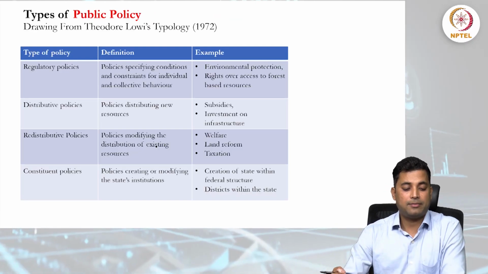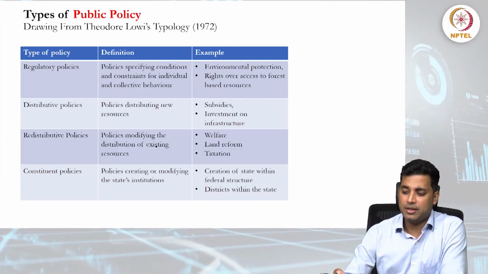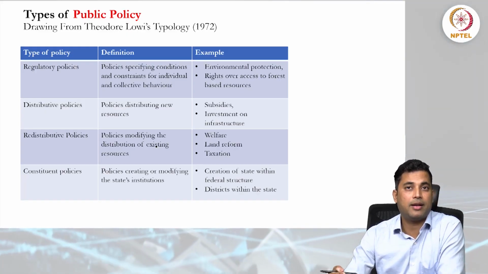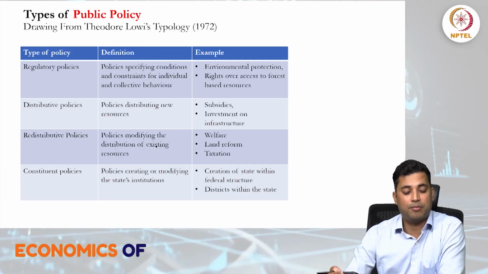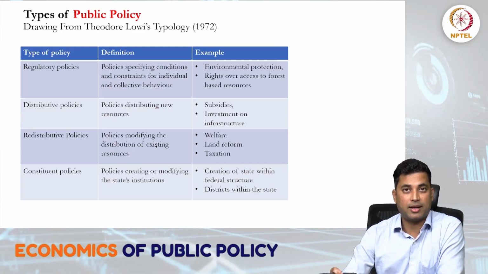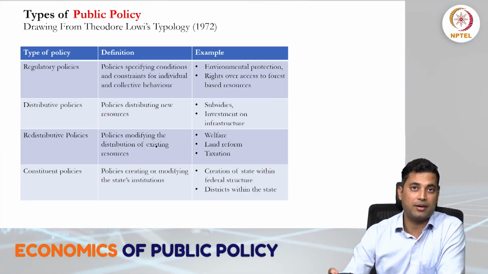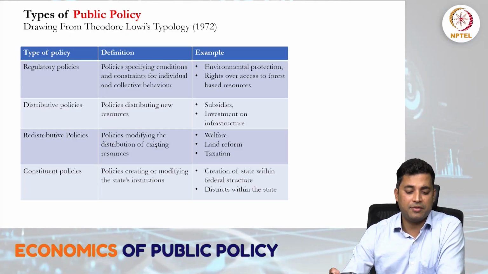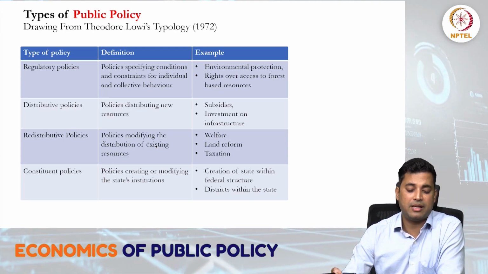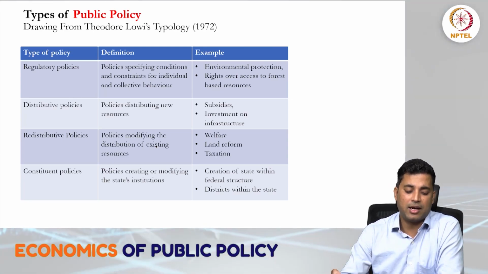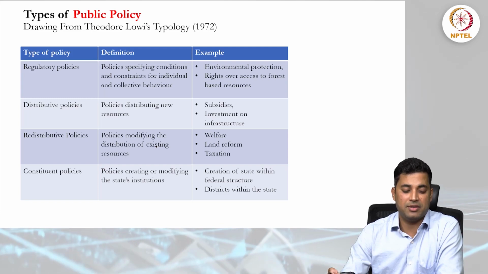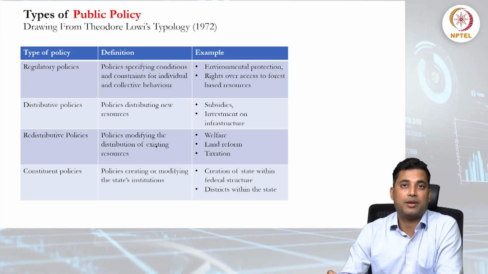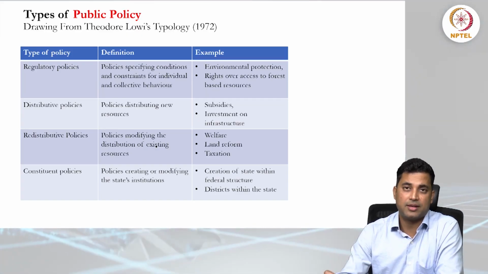So now, different types of public policy. Here I am drawing from Theodore Lowi's typology, and here there are 4 types of policies that one can conceptualize when looking at public policy. Regulatory policies, in terms of definition or conception, are basically policies specifying conditions and constraints for individual and collective behaviors. Examples could be environmental protections and rights over access to forest-based resources.